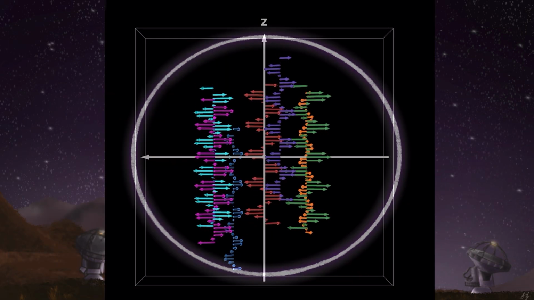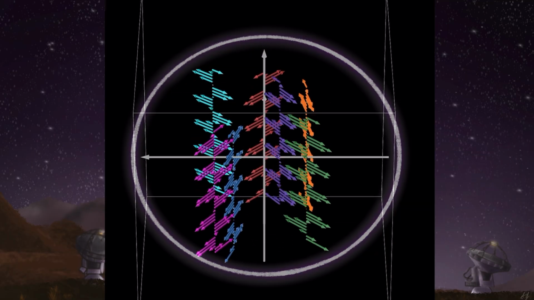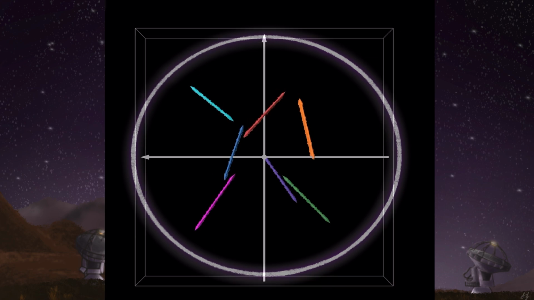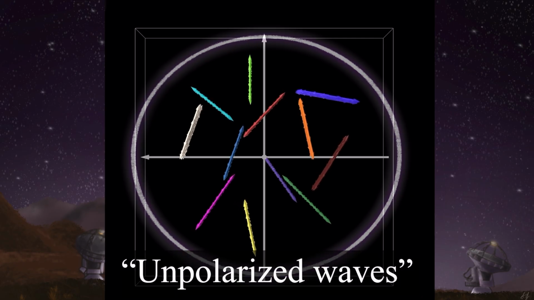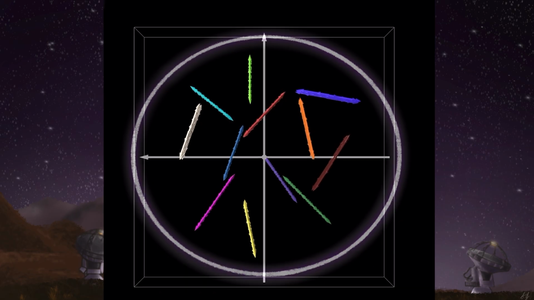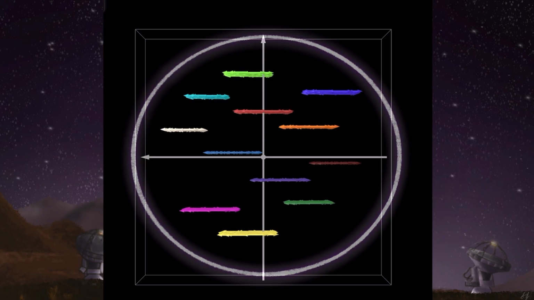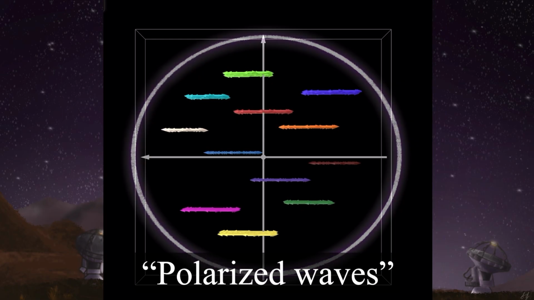For most astronomical sources, the combined electric vectors of the radiation field from the source are oriented completely randomly, where each individual electromagnetic wave from the source has an electric field with a different orientation. Such sources are called unpolarized. However, in some astrophysically interesting sources, the electric vectors are preferentially oriented in one direction. These sources are called polarized.